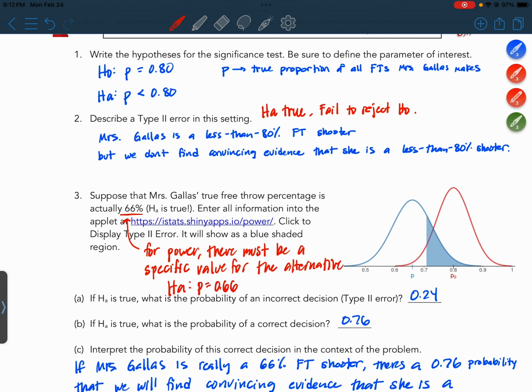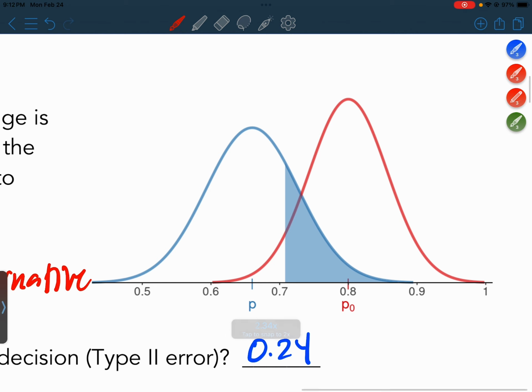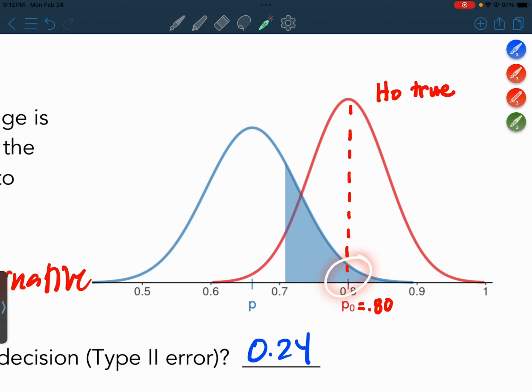All right, let's describe what's going on with these two distributions here. All right, so there's the blue one on the left and the red one on the right. Okay. So first, the red distribution, or the one on the right, represents the situation when the null hypothesis is true. Okay. In other words, this distribution is what we would expect if Mrs. Gallus was really an 80% free throw shooter. Right. Most of the samples we observe would give a result in the neighborhood of 80%, but because of variation, sometimes we might get a result that's on the low side, and sometimes we'd get a result that's on the high side.